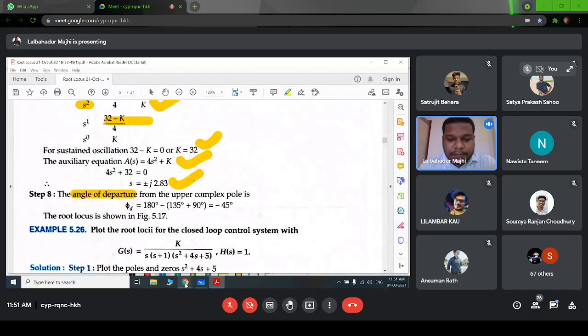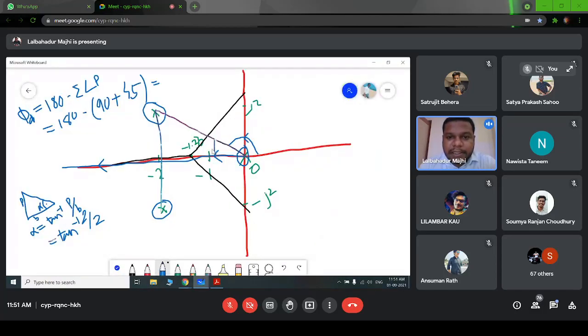Oh, sorry, I made a mistake. This is 45, right? This angle is 45. But we have to measure this angle. So if it is 45, then it is 135. This angle is 135. It is 90 degrees. Clear? From this side, we have to see the angle. This angle is 45, but this is 135.